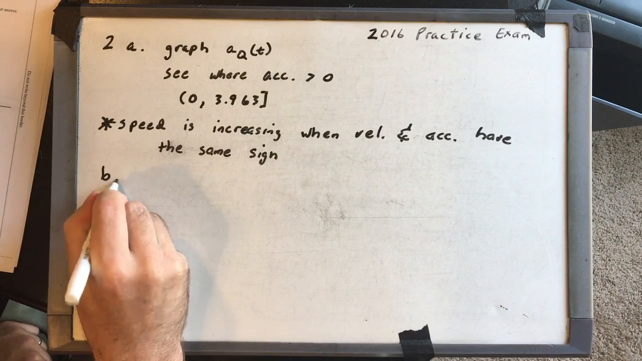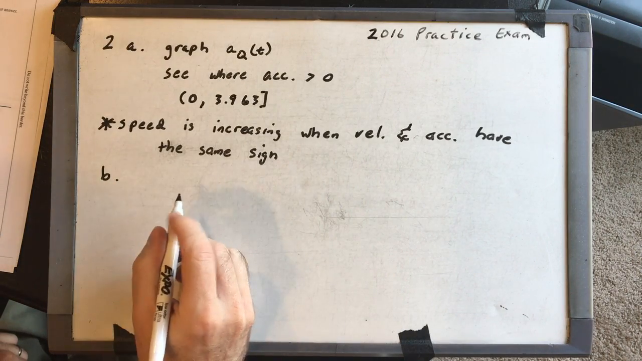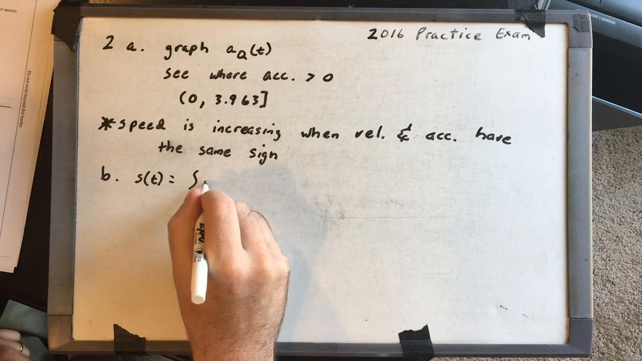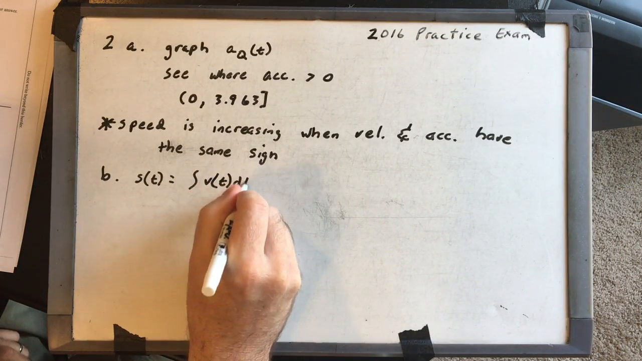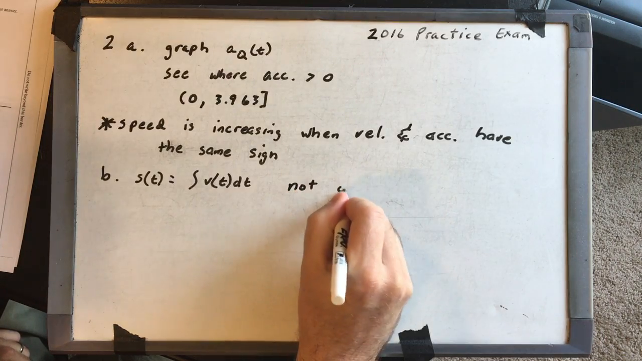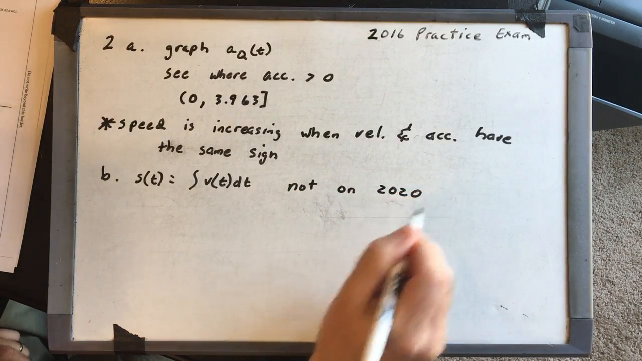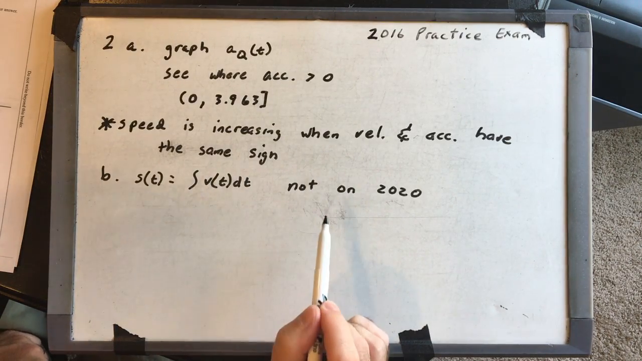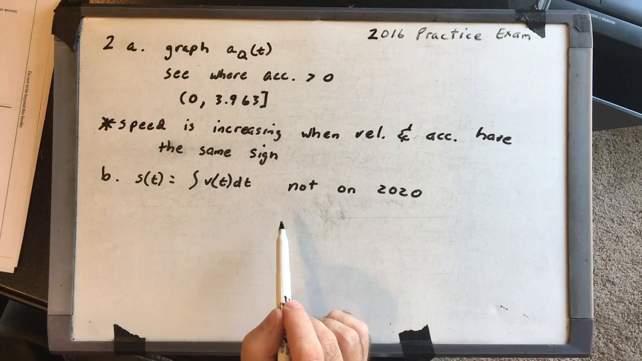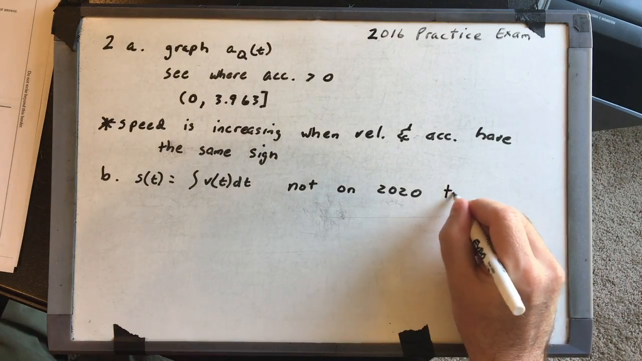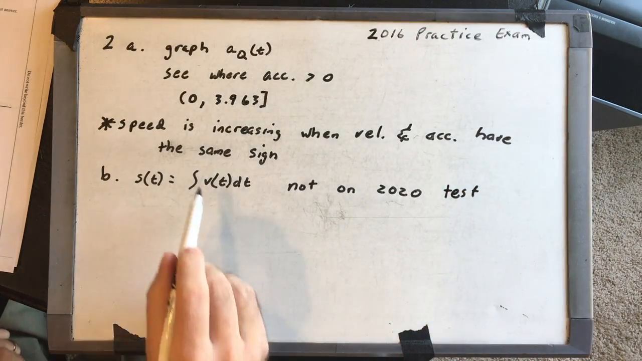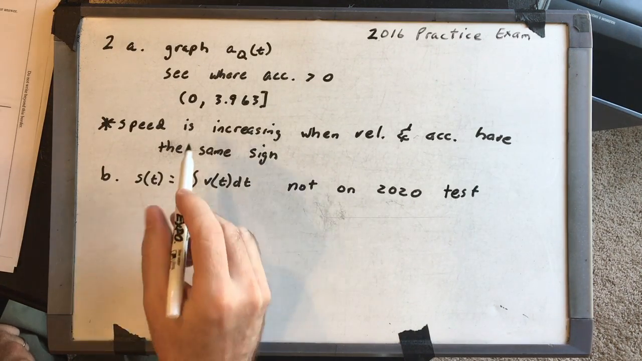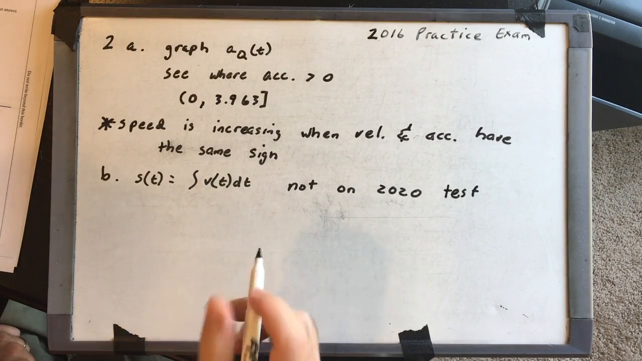Part B is you're finding position. Okay, so position is equal to, you're going to integrate velocity, and that is not on the 2020 test. They could have a velocity acceleration type problem. It is a classic problem, but I wouldn't be surprised if it's not on the 2020 test, or they're not going to have one where you integrate. So if they have a velocity acceleration type problem, you're going to be taking derivatives.